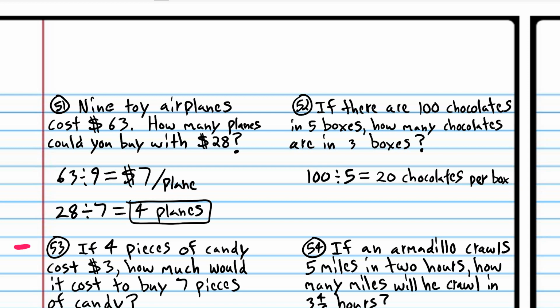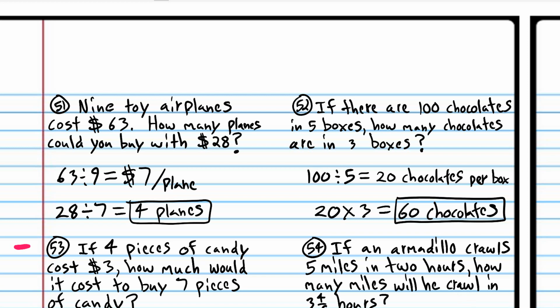So we found the unit rate first. That was step 1. Now we use the unit rate to solve step 2 of the problem, and that is to figure out how many chocolates are in 3 boxes. So we're going to multiply 20 times 3, and we get 60 chocolates in 3 boxes. So if you got 60 chocolates, good job.